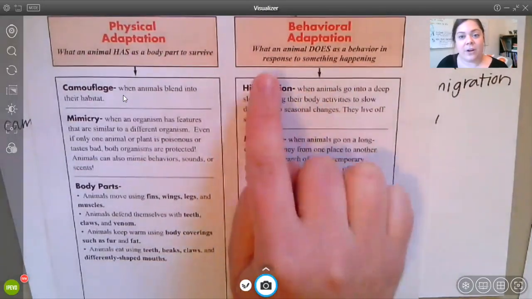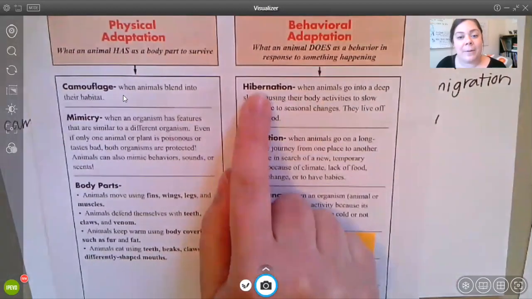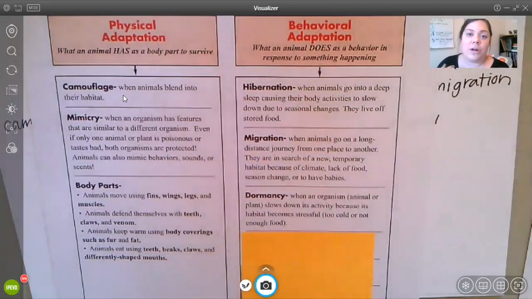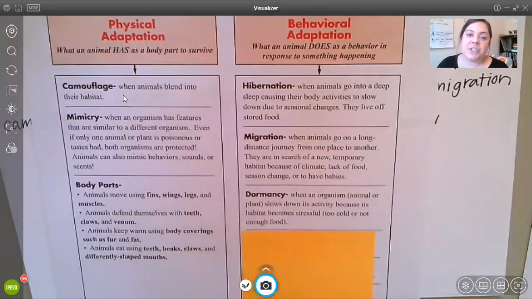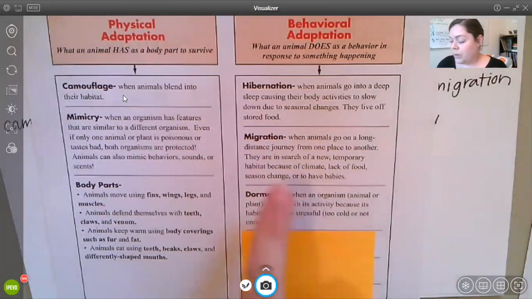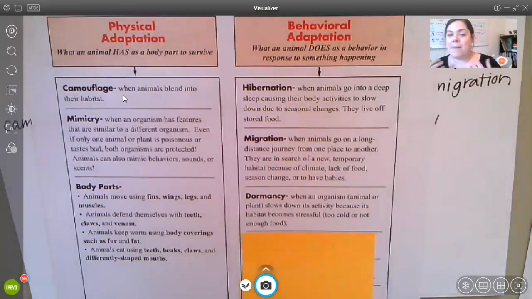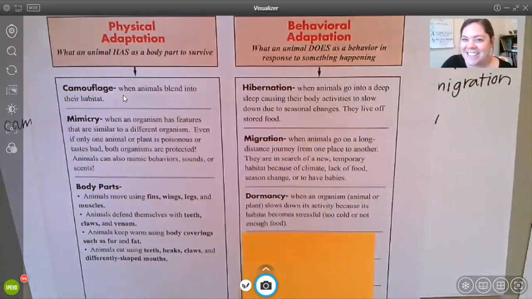Once we finished talking about those physical adaptations, we also talked about some behavioral adaptations, or what an animal does as a behavior in response to something happening. We talked about hibernation and dormancy. These two ideas are very similar because they talk about a deep sleep or a time when an animal or a tree is going to conserve their energy through the winter months. We also talked about migration, which is when a group of the same species move together in order to survive and find food and a safer habitat for them during those colder months. All right. And then we also talked about just some other different types of behavioral adaptations that allow an animal to survive, like a prairie dog digging holes or a squirrel storing nuts, or even that skunk who sprays a nasty scent on its predators to stay safe.